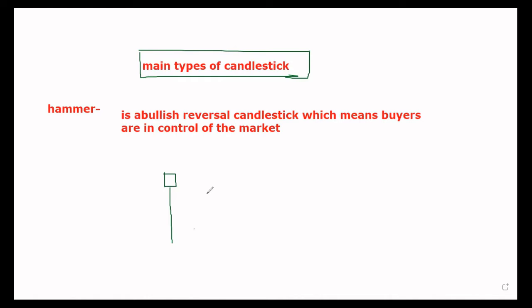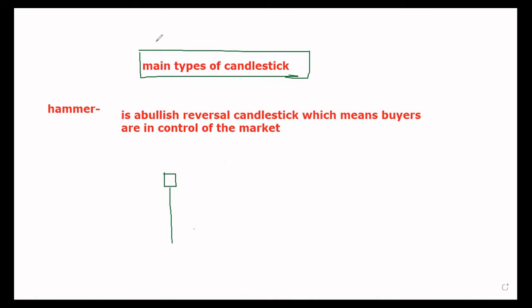So actually, you should buy rather than sell. Whenever you see this type of candlestick, most of the time it usually means the market will go up. This means it has got a short body with a long lower wick.